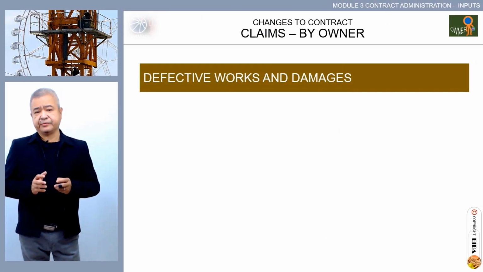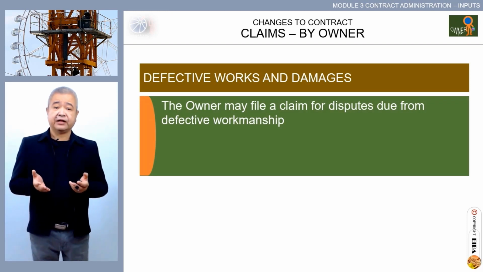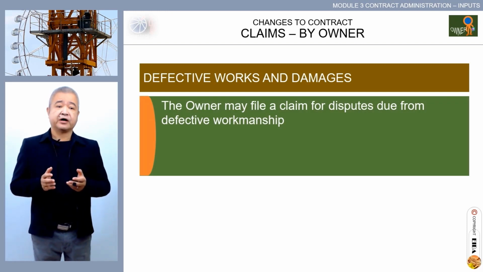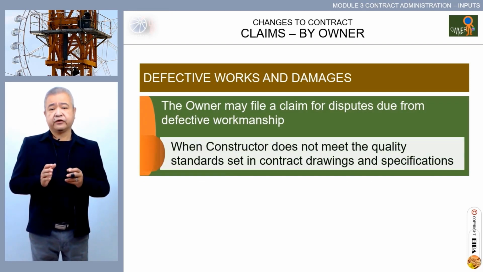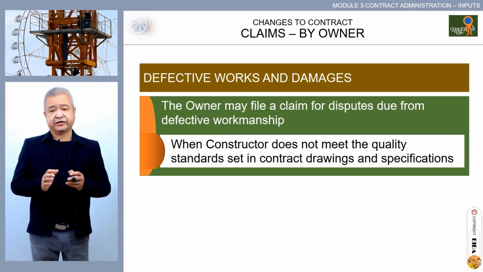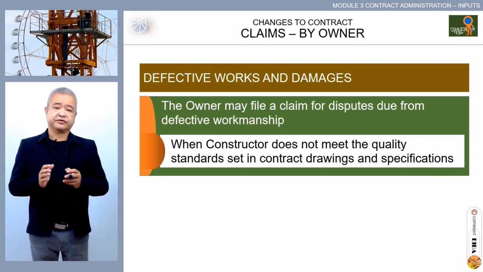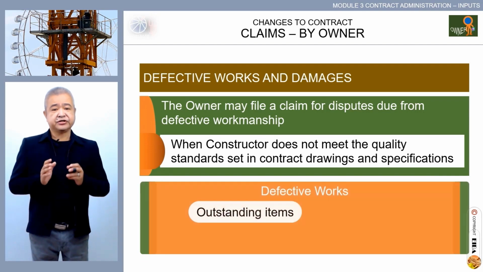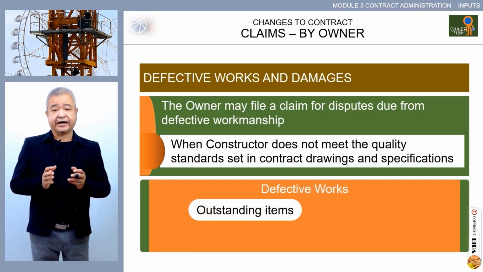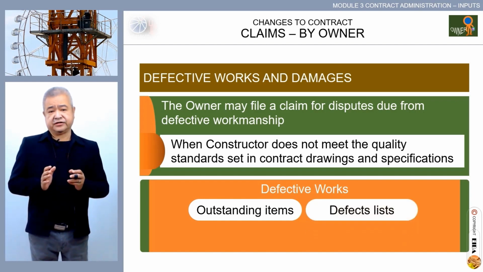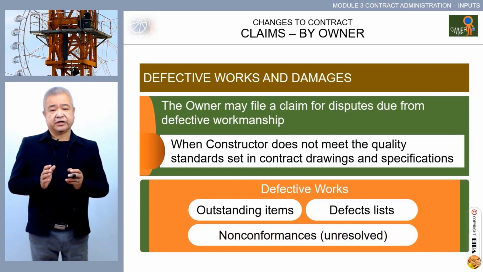Defective works and damages. The owner may file a claim for disputes due from defective workmanship when the constructor does not meet quality standards set in contract drawings and specifications, such as defective works like outstanding items never addressed by the constructor. Defects list: remaining defects not corrected. Non-conformances unresolved. All of the defective works are monitored and tracked.